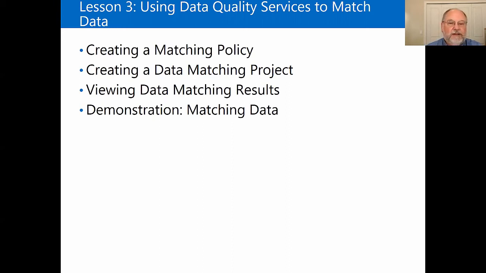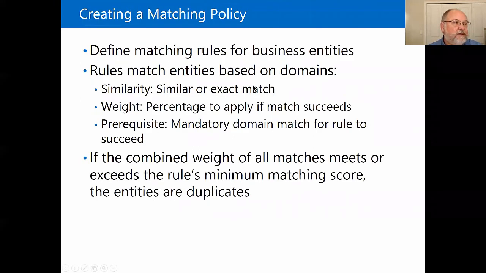So we're going to look at using DQS to do deduplication or matching. So the first thing you need to do when you're creating a policy for matching is define rules that tell you what constitutes a match. Now, it's funny because if I gave you a list of records or two lists of records and asked you to do it, it would be very easy as a human being for you to figure out which one's matched.